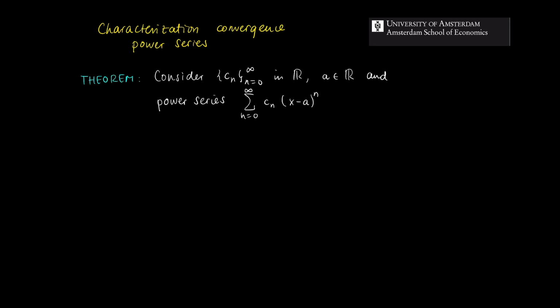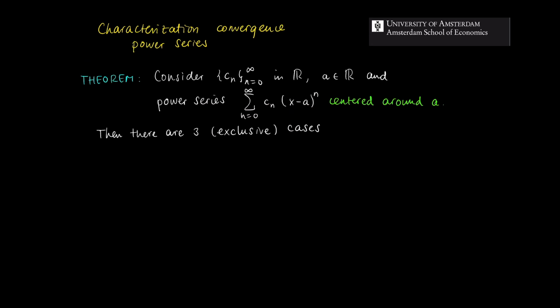Suppose we have a sequence of elements in R. Here Cn is a sequence, and we have an A in R, and we look at the power series which is built up from the sequence Cn and powers of x minus A. Well, then this series that I have here on the right hand side is called a power series centered around A. I will show the following, that there are three exclusive cases.